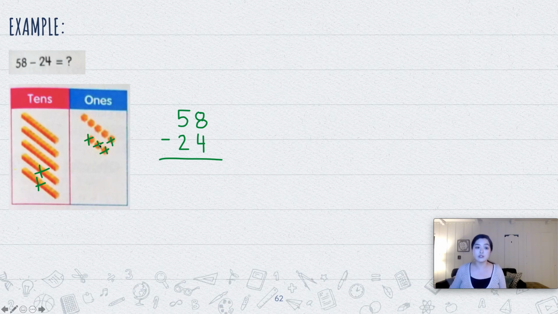I'm taking away 1, 2, 3, 4 ones and 2 tens. And I make sure I stack up my numbers like this. The ones are on top of one another and the tens are on top of one another. Let's subtract the ones. 8 take away 4 is how many ones? 4 ones. What's next? I have to subtract the tens. 5 tens take away 2 tens is how many tens? 3 tens. So 58 take away 24 is 34.